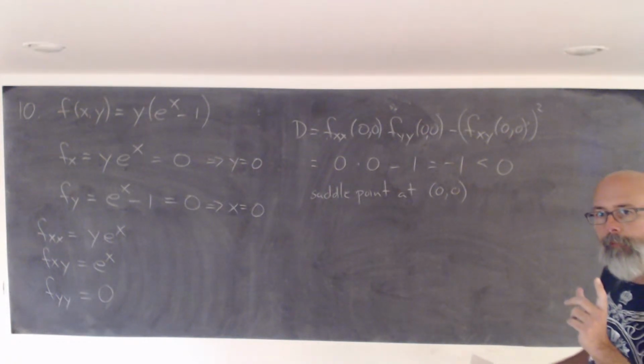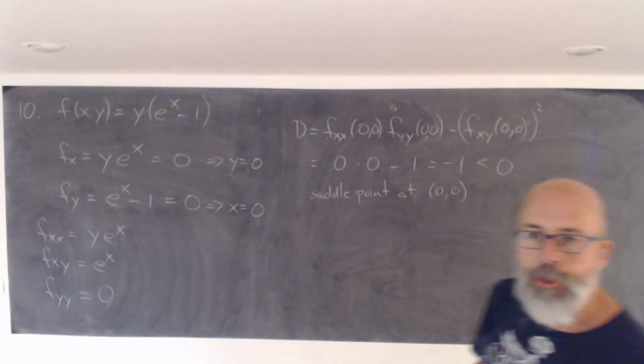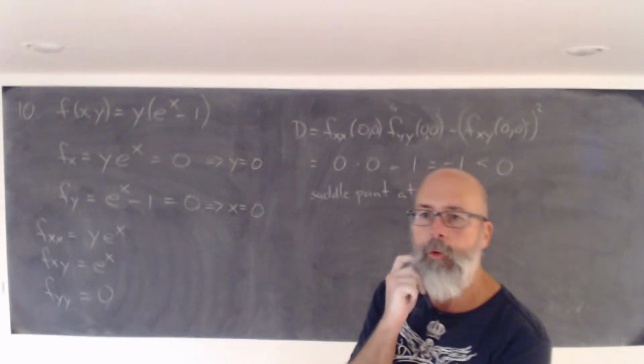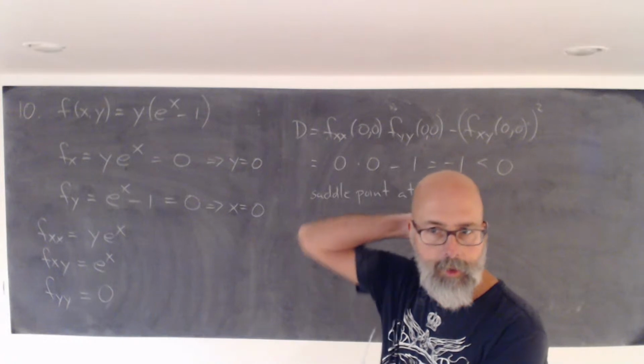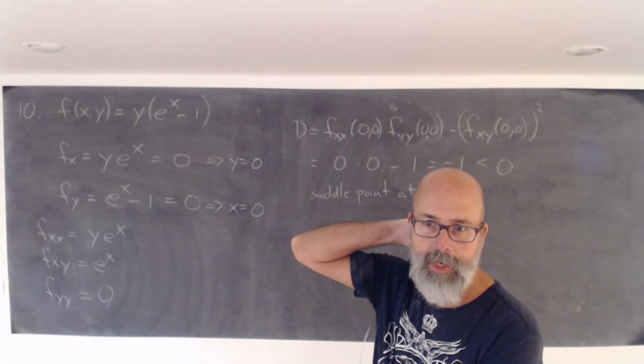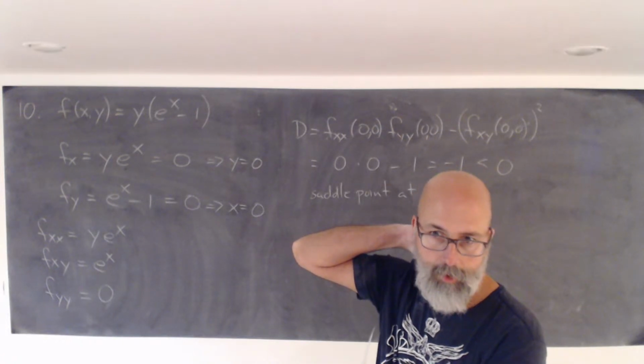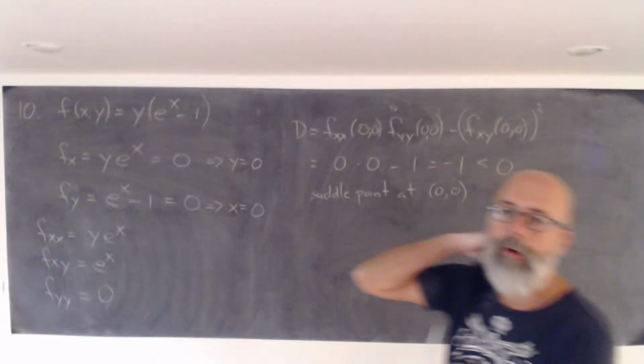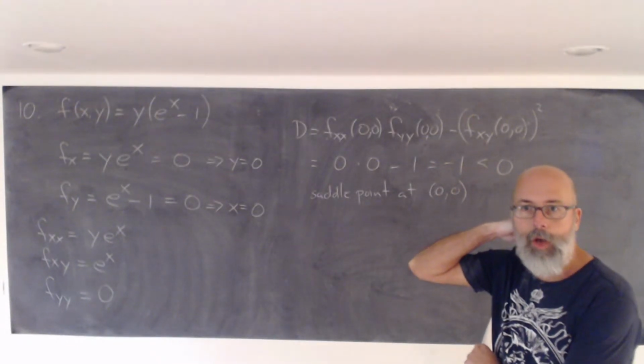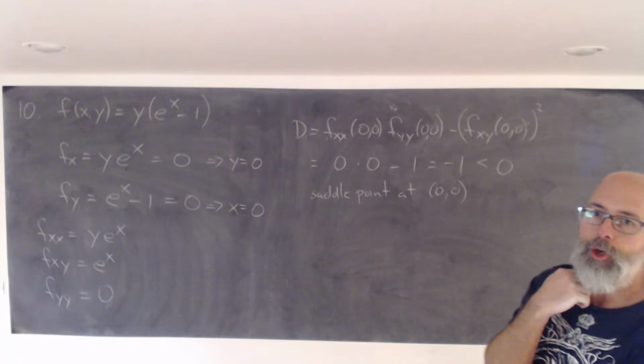Jennifer is asking, if we are dealing with an infinite domain, does that make our local max and min absolute as well? It does not. Anything can happen. We don't know. We don't have enough information to determine that.